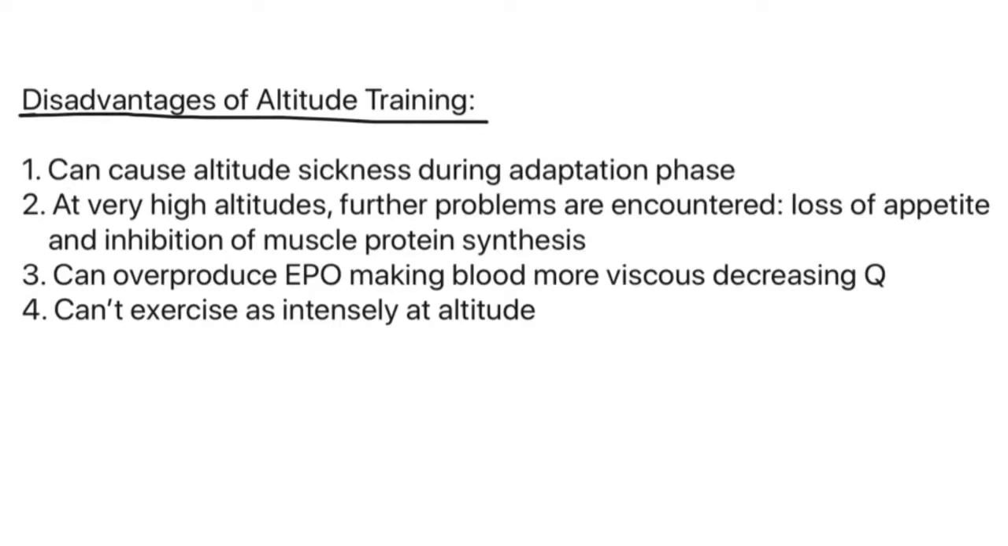So, during the adaptation phase to the altitude, you can actually get altitude sickness. Now, why is this an issue? It means that you can't be training for a while, and once again, you can actually get that reversibility, and you'll lose the fitness that you've been gaining over the couple of weeks. As well, at very high altitudes, there are further problems that are encountered, such as loss of appetite. And you need your appetite to be able to fuel your body's workouts to recover. And it can also inhibit muscle protein synthesis, which means that your body can't recover from each session efficiently. You can also overproduce EPO, making blood more viscous, which will then decrease your cardiac output. And you can't exercise as intensely at altitude. Now, why is that? Because you're not getting the oxygen required to aerobically respire at maximal capacity. So you will be exercising at a lower rate as you have less ATP for those muscular contractions.